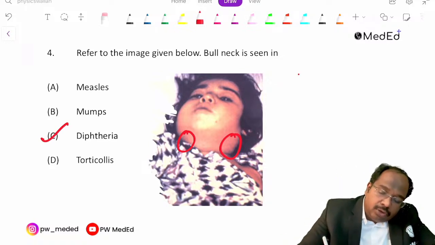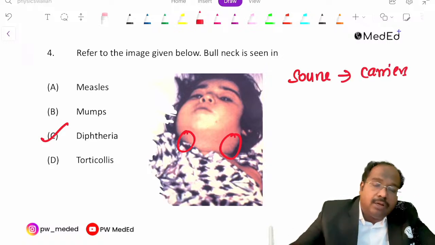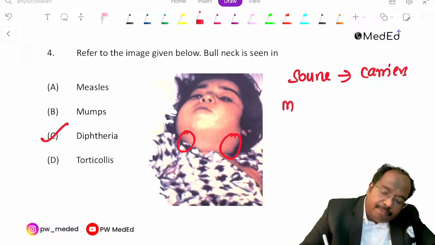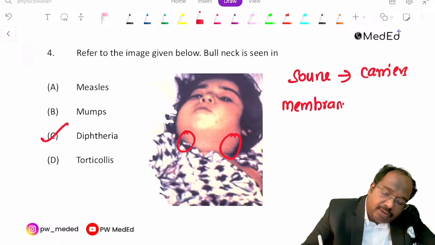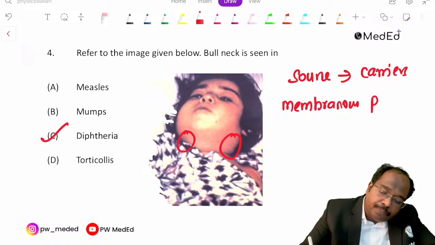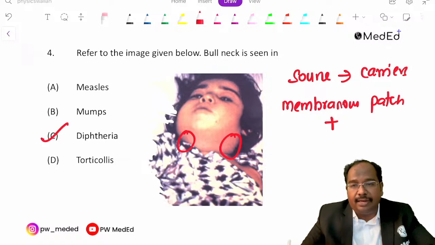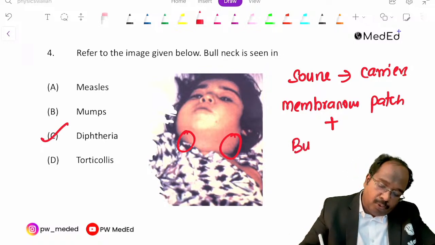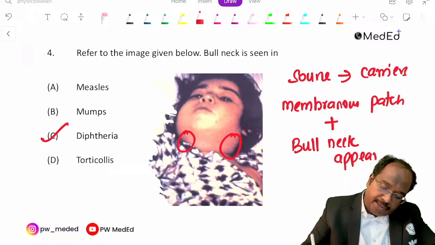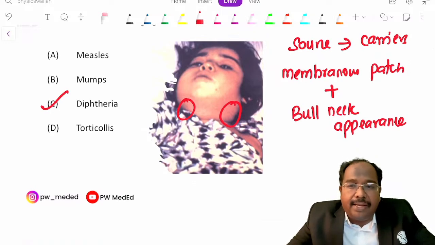Diphtheria. The source for diphtheria is carriers. The patient will come with a membranous patch actually. Over the tonsil area inside, a membranous patch will be there, plus lymph node enlargement, which we call bull neck appearance. Membranous patch and bull neck appearance. If you are seeing this type of condition, it's a medical emergency.